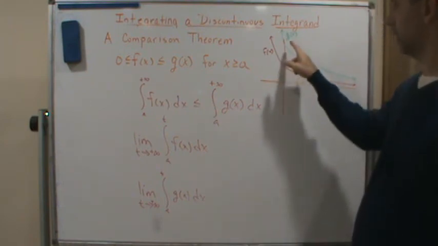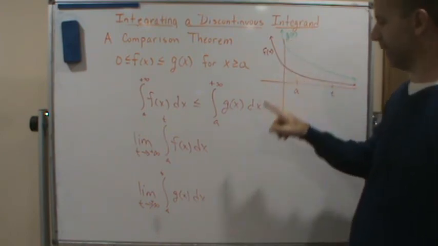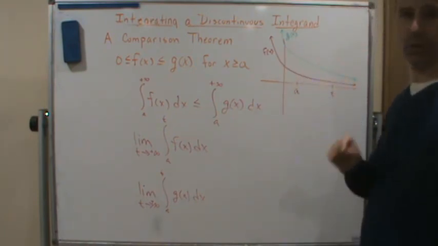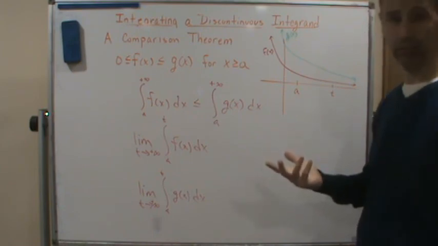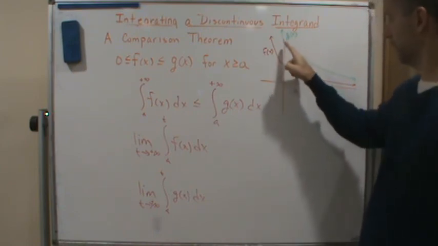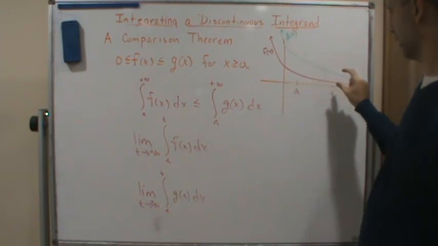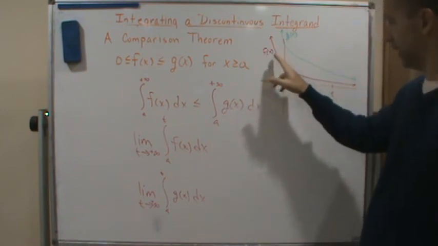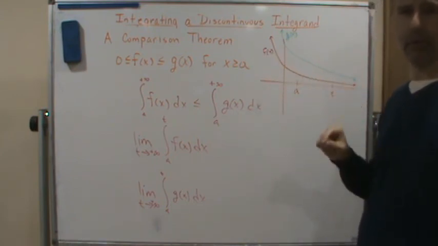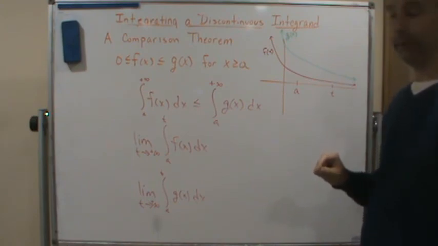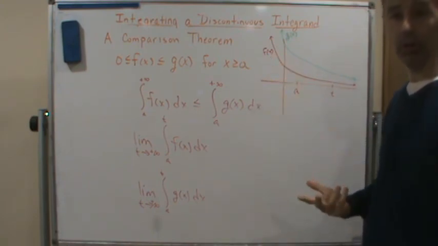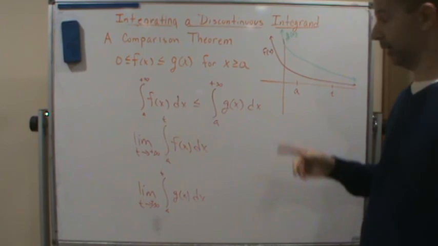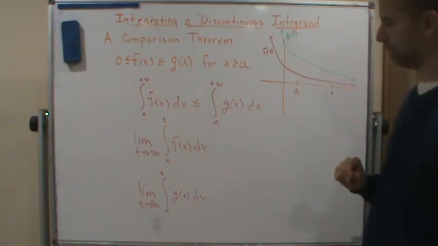But what if we look at g of x and find that this limit as t goes to positive infinity converges to a particular value, let's say L? If the area under the curve is converging to a finite number, and f of x is underneath that curve, then that forces the conclusion that the integral of f of x must also converge to a particular value that's either equal to or less than L.